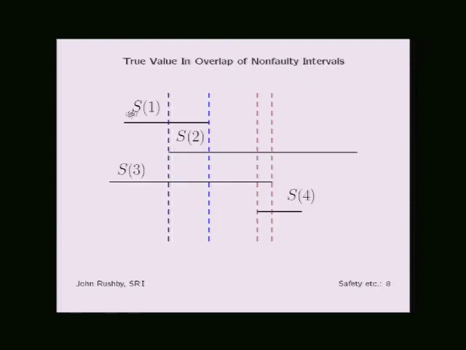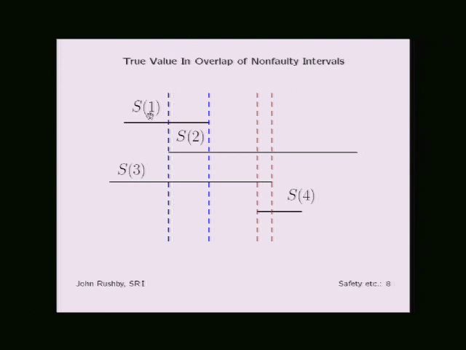So let's say you have 4 sensors, S1, S2, S3, and S4. Each of these black line segments represents an interval. For sensor 1, this is the interval that it reports. For sensor 2, this is the interval it reports. For sensor 3, it's this large interval, and for S4, it's this small interval. Now suppose I assume that at most one of these sensors is faulty. So I know that at least 3 of the sensors are non-faulty, right?